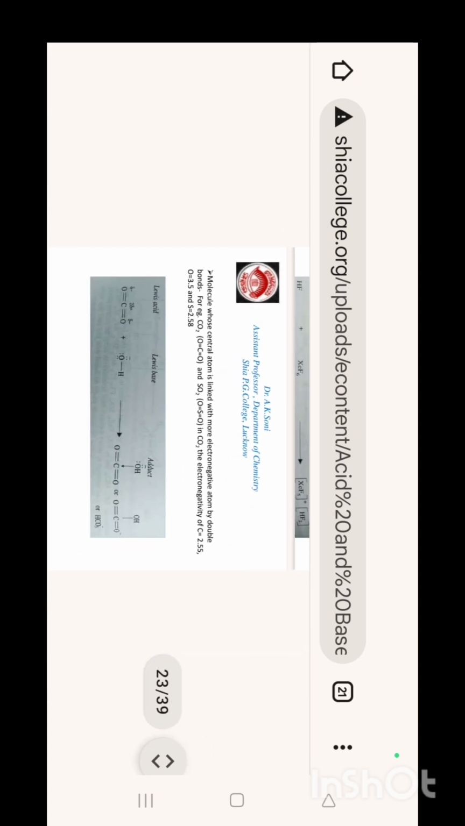Molecules whose central atom has vacant d orbitals in its valence shell. For example, AlCl3, AlF3, GaCl3, SiX4, GeX4, SnX4, PX3, PF5, SF5. Here you can see AlCl3 has vacant d orbitals, and similarly all those compounds which have vacant d orbitals can act as Lewis acids.